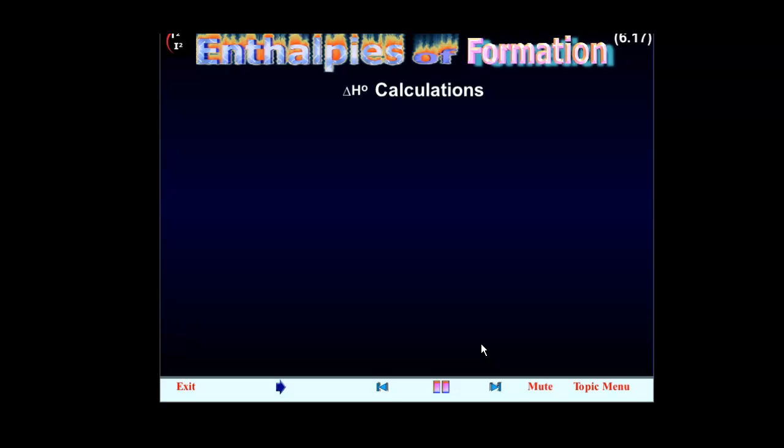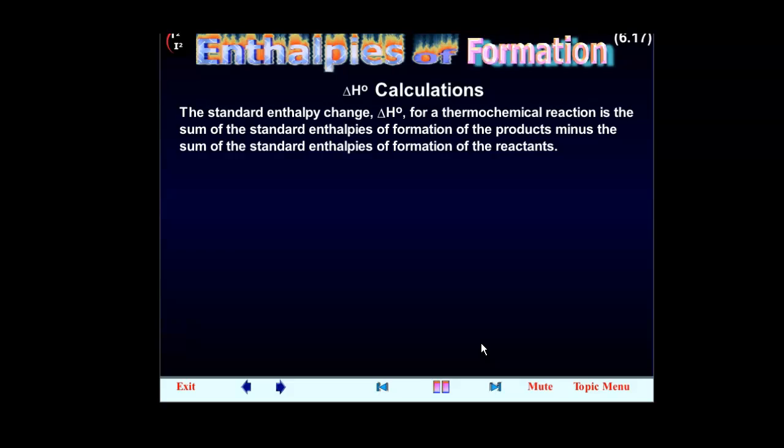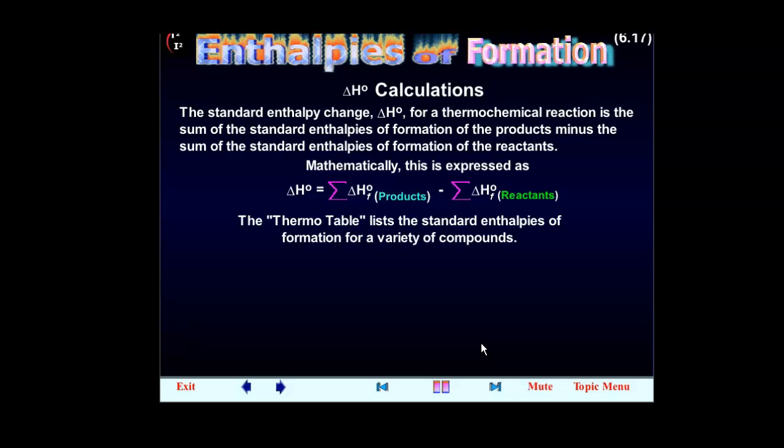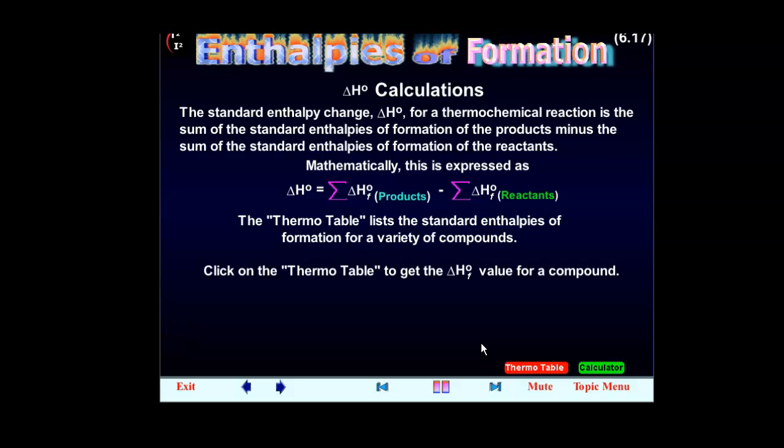Delta H superscript 0 calculations. The standard enthalpy change, delta H superscript 0, for a thermochemical reaction is the sum of the standard enthalpies of formation of the products minus the sum of the standard enthalpies of formation of the reactants. Mathematically, this is expressed as delta H superscript 0 equals summation delta HF superscript 0 products minus summation delta HF superscript 0 reactants. The thermo table lists the standard enthalpies of formation for a variety of compounds. Click on the thermo table to get the delta HF superscript 0 value for a compound.